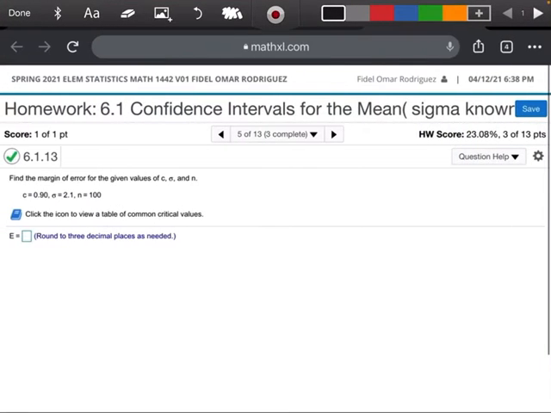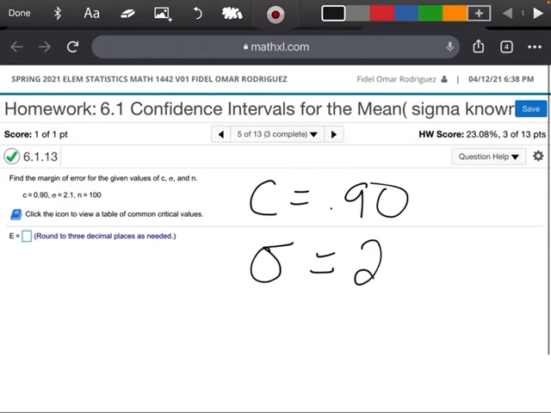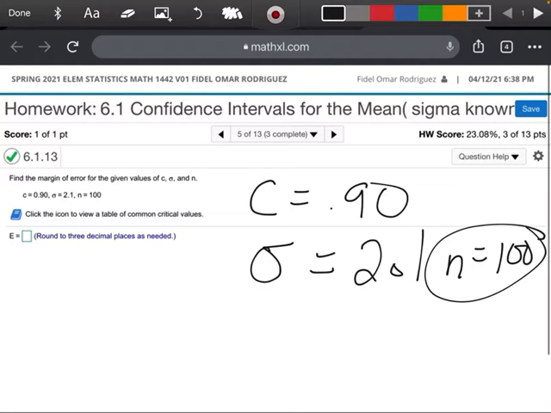All right, so guys, this is number 5 out of 6.1, and it's asking us to find the margin of error for the given values of C, sigma, and N. So we're going to find the margin of error. We know that our confidence level is going to be 90% because it's 0.90. Our sigma in this case is 2.1, and our sample size N is equal to 100.